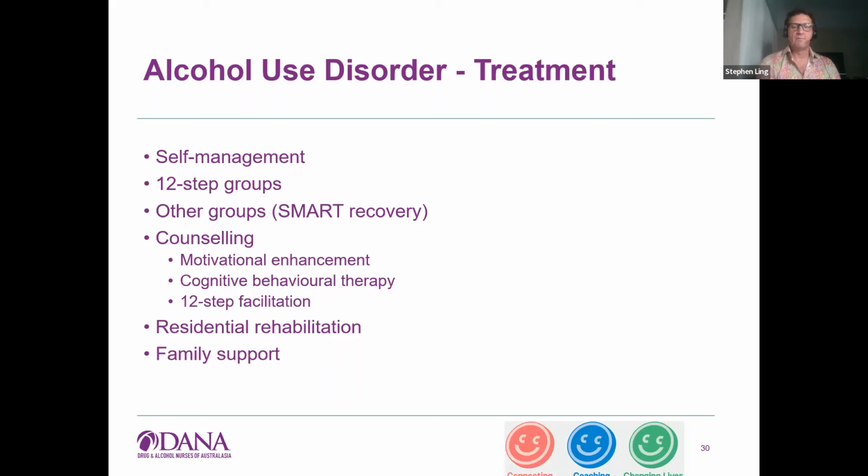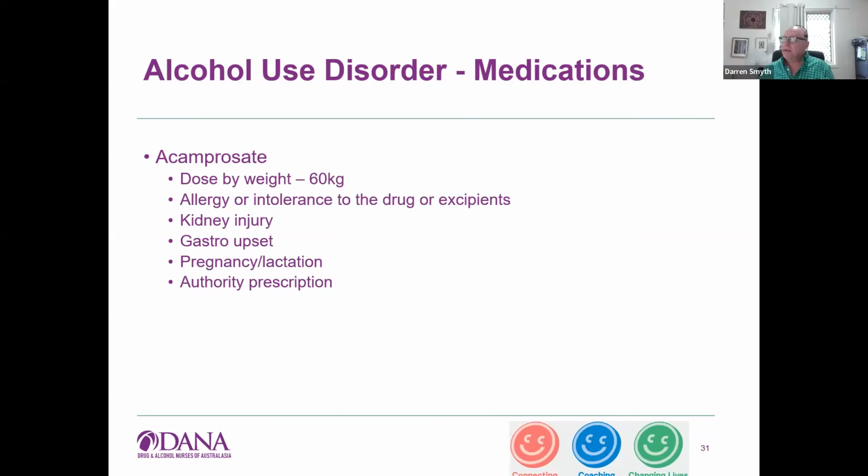And it's important to remember that family support is absolutely vital. Family members, alcohol use has a rippling effect outwards from the patient. So the family is certainly affected. Next slide, please. 1 minute, Stephen.